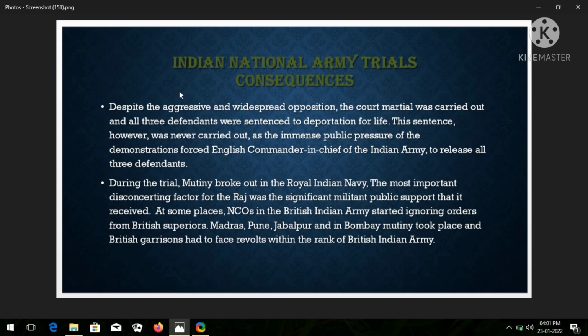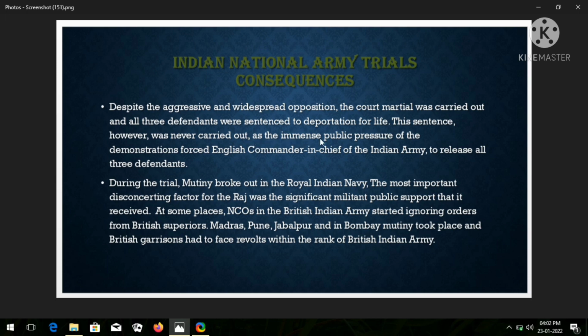Here, what are the consequences ultimately of this? Let's see. Despite the aggressive and widespread opposition, the court martial was carried out. You know what happened after even such widespread and comprehensive opposition and protests? After that also, the court martial was carried out by the English rulers, and the three defendants were sentenced to deportation for life. Fine. This sentence, however, was never carried out. Why did it not happen on the ground?